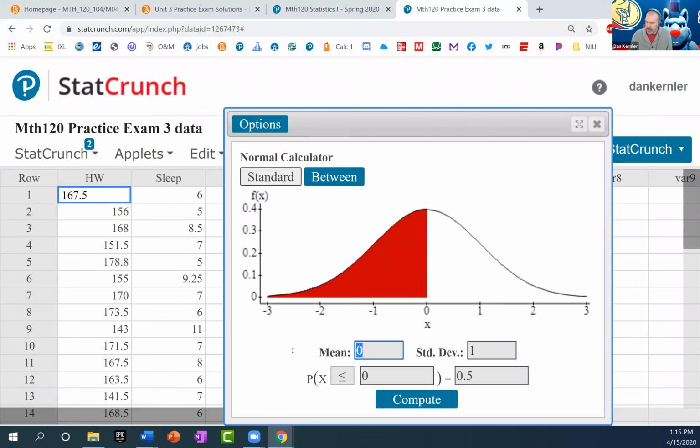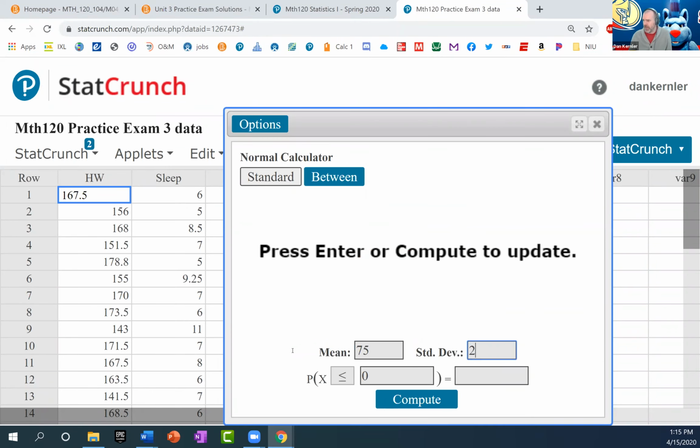But ours is easy. So the mean is 75, standard deviation is 2. Now again, this is the distribution, not of exam scores. This is the distribution of sample means for samples of size 25. And so we're going to find the probability of being less than or equal to 73.